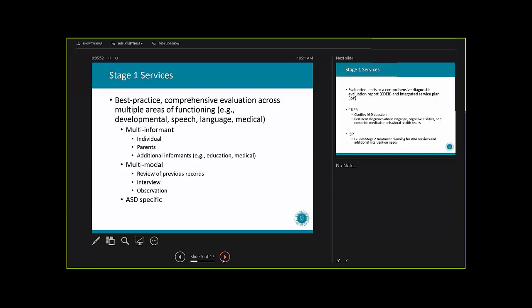So we're really looking at observations of their behavior and of anything that we're noticing within a new context of a clinic setting. The next part of that is we really want to do an autism-specific assessment. So that includes a measure or observation, most often the ADOS, which is the Autism Diagnostic Observation Schedule.